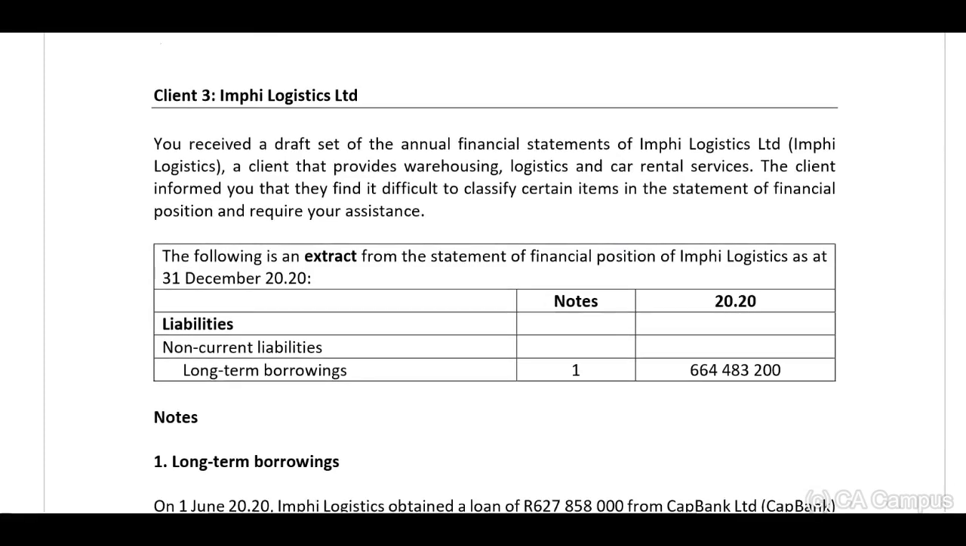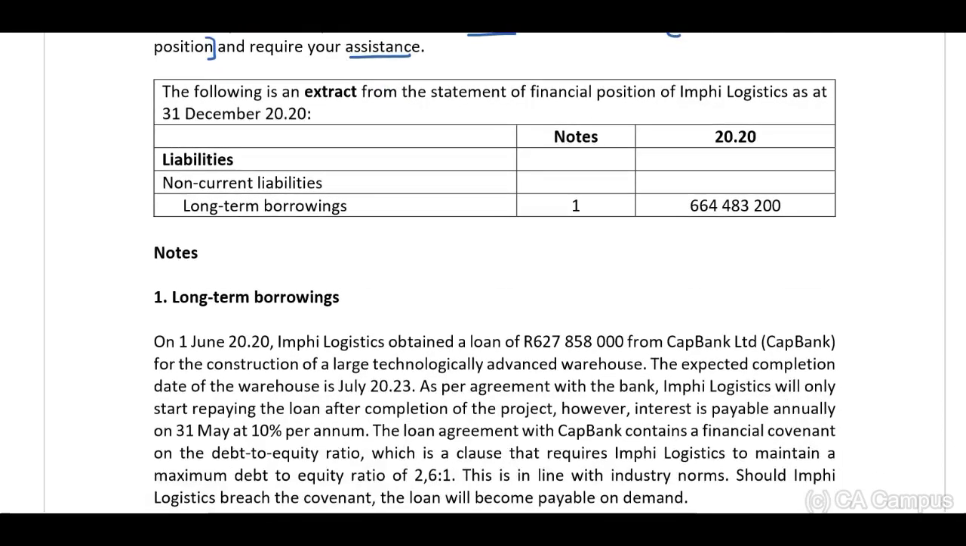Client 3, MP Logistics Limited. You received a draft set of annual financial statements of MP Logistics, a client that provides warehousing, logistics, and car rental services. The client informed you that they find it difficult to classify certain items in the statement of financial position and require your assistance. The following is an extract from the statement of financial position of MP Logistics as at 31 December 2020. Right, they have liabilities, non-current liabilities, and they've included long-term borrowings, note 1, 664.4 million.